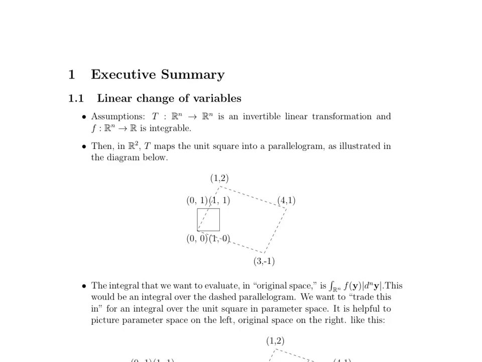First, we're going to talk about T, and T is a linear transformation that is invertible. It maps from R^n to R^n, and our function f goes from R^n to R, and that's an integrable function. Assume that we are trying to integrate f over a particular region. Let's take a moment and see first that one of the things that T, that invertible linear transformation, does is that it takes the unit square and maps it into a parallelogram, as illustrated in this beautiful diagram below.